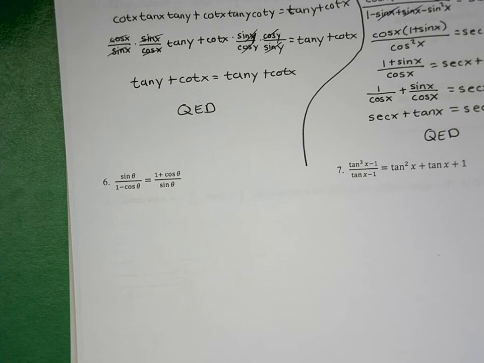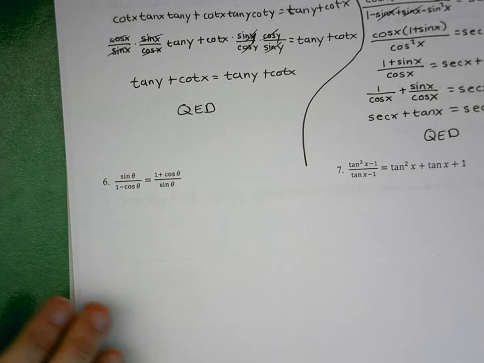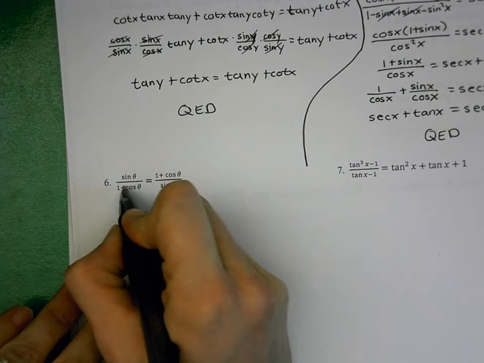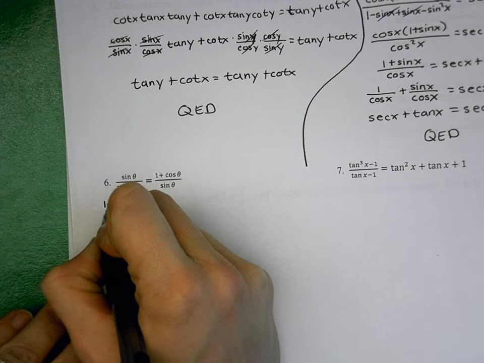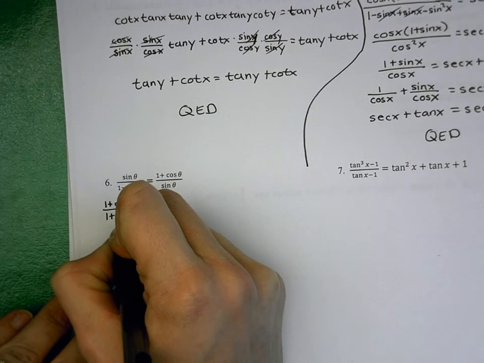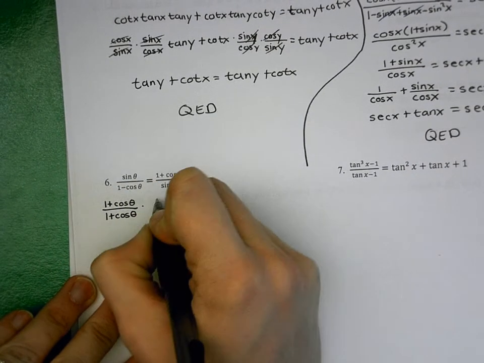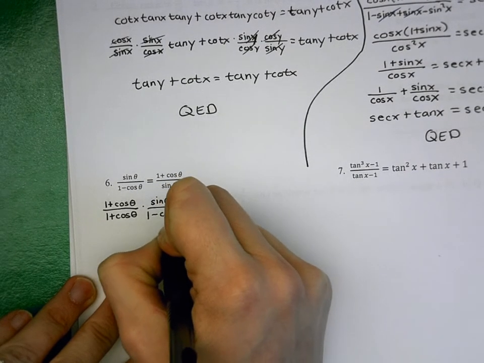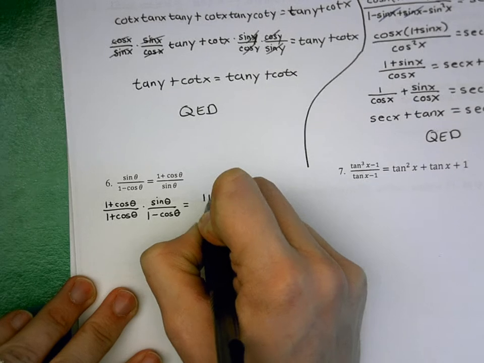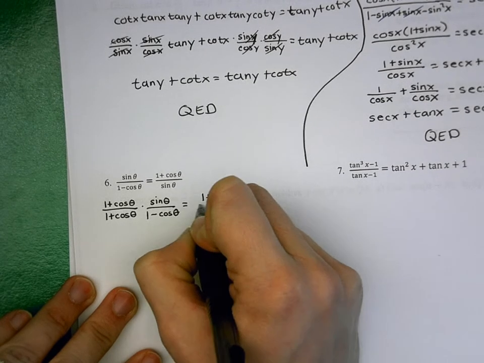So looking at that left, sine theta over 1 minus cosine theta, trying to get it to match my right, what could I do with my left? Well, this is very similar to what we did in number 5, right? I could multiply by the conjugate of my denominator, which would be 1 plus cosine. I've got to do it to top and bottom. And I'll multiply that to the sine over 1 minus cosine. Our goal is to get this to match 1 plus cosine theta over sine theta.